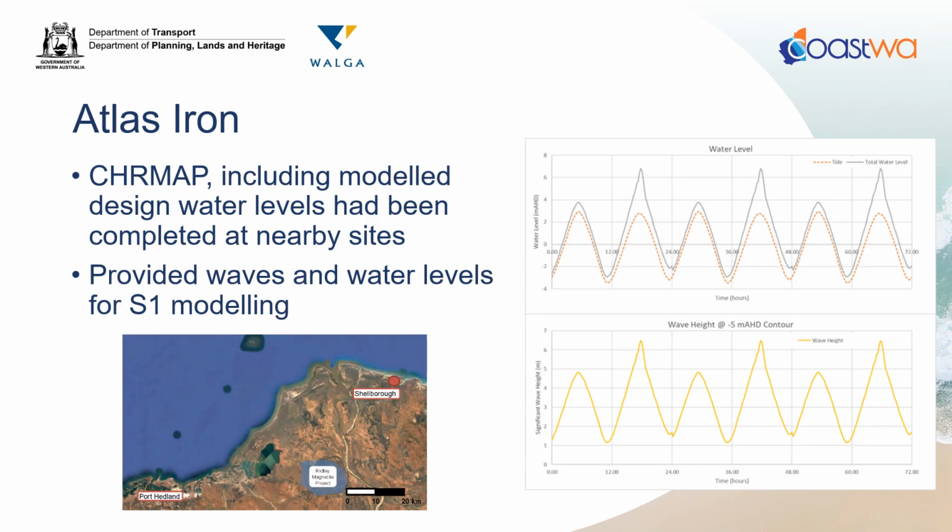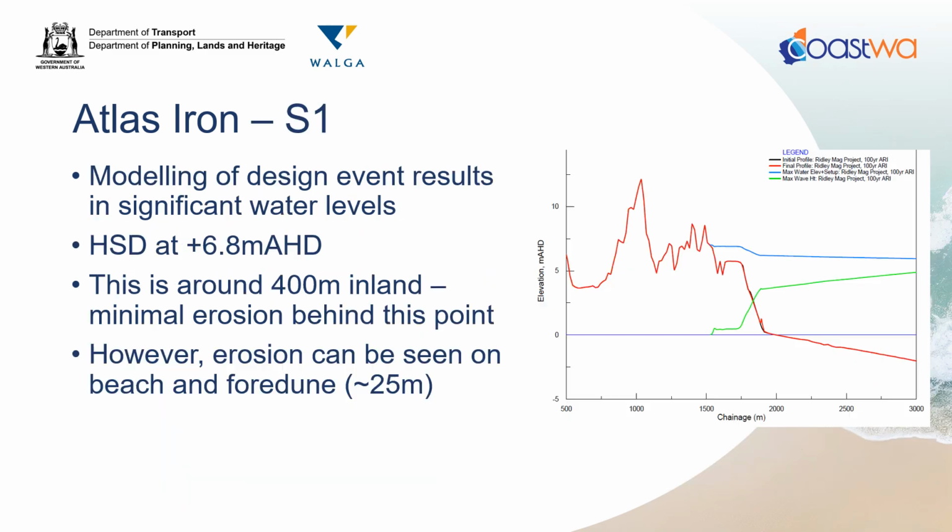There's been a CHAR map completed nearby, which included modelling of design water levels. This has been completed for both Port Hedland and Shelburne at nearby sites, and this provides waves and water levels for use in that S1 modelling. So these were extracted. The design cyclonic event was modelled in S-Beach to determine significant water levels, and this is that case I discussed earlier where we've got a HSD calculated up at 6.8 metres AHD, which is approximately 400 metres inland. Now, we're not seeing any erosion behind that point.